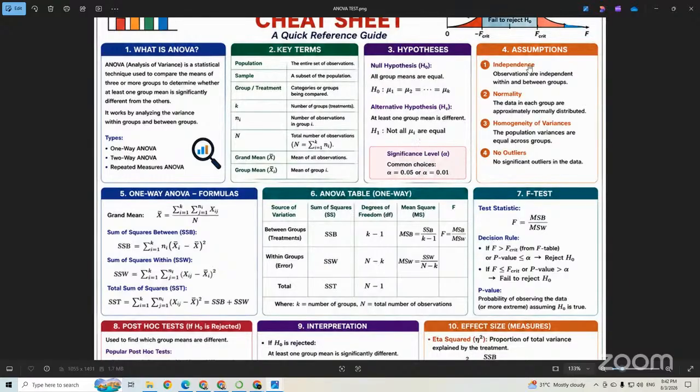Okay, so here: independence, normality. What is the meaning of independence? Observations are independent between the 2 groups. Normality means the data in each group are approximately normally distributed. If you compare the first group, the data is normally distributed, in the second group, in the third group, all are approximately normally distributed. And third, we have homogeneity of variance. The population variances are equal across the groups. In all groups, we have equal variance.